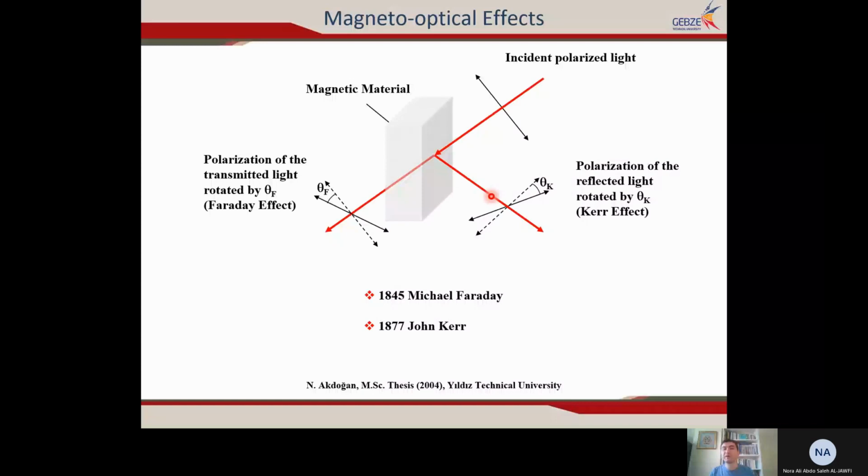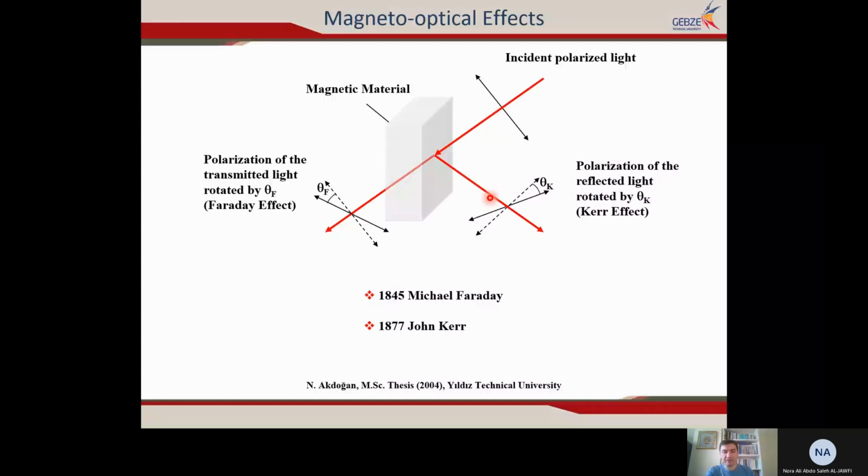And he discovered that the initial polarization is rotated by a certain theta angle, and this angle is called the Kerr angle, theta Kerr. The effect is called the Kerr effect. Later on, this effect is called the magneto-optical Kerr effect, if you are measuring the reflection of the incident polarized light from the magnetic material. The details of the magneto-optical effects can be found in a master thesis published in 2004, so I will not go into detail here.